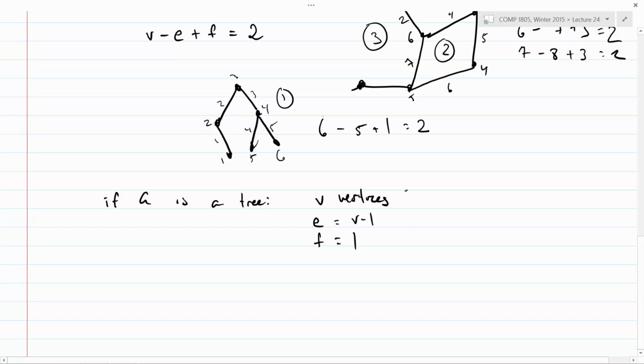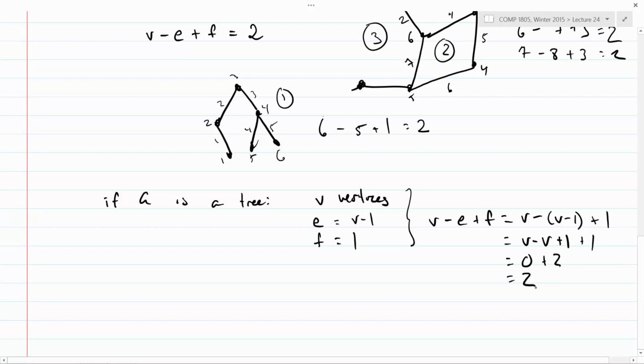So now, V minus E plus F, well, that's exactly the same as V minus 1 plus 1. Right? I'm just subbing in V minus 1 for E and 1 for F. And V minus 1 plus 1, well, that's the same thing as V minus V plus 1 plus 1, which is 0 plus 2, which is 2. So this should prove to you that if I give you a tree, then this formula makes sense. Does everyone believe that?